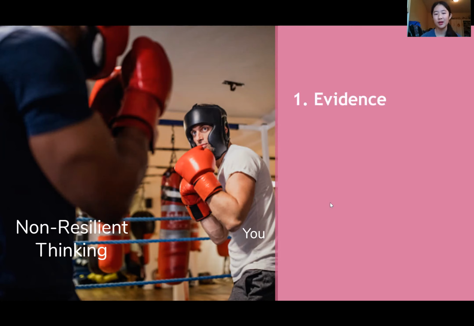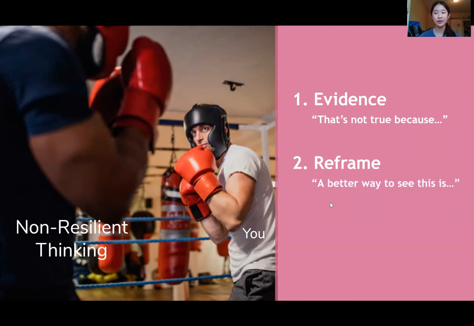So if your non-resilient thinking is telling you one thing, find compelling evidence, real evidence in your life that tells that non-resilient thinking otherwise. So that sentence starter would be, that's not true because blank. The second thing you can do is reframe whatever that non-resilient thinking is saying. So it might be true in some aspect, but it's just not positive and optimistic. So if you reframe it into a more positive and optimistic way, then you're more likely to be resilient. So that sentence starter would be something like, a better way to see this is blank.